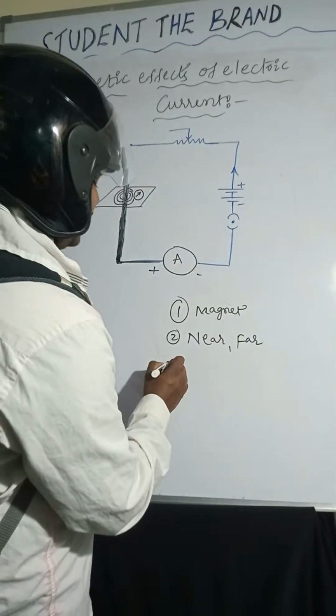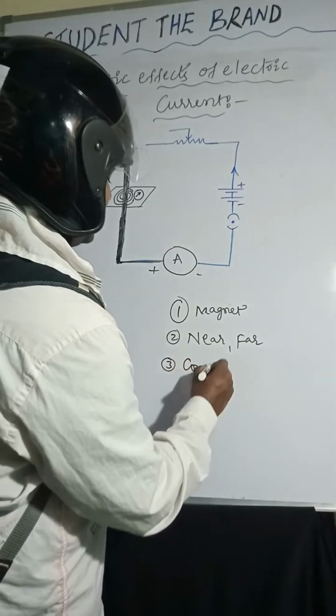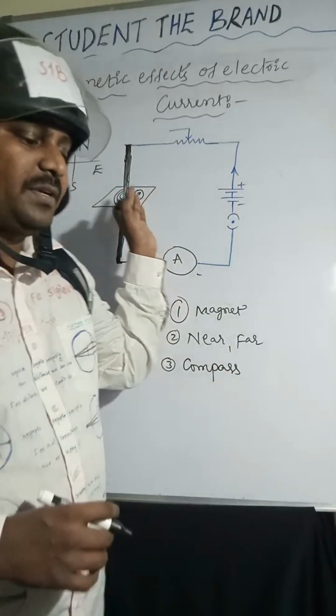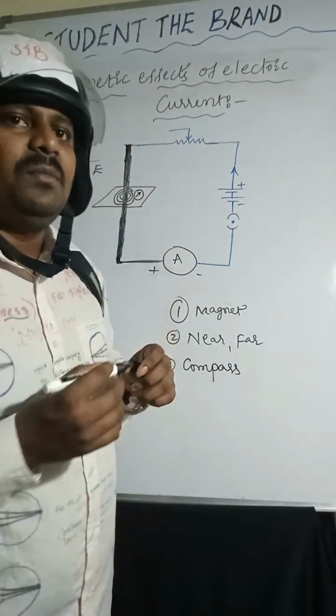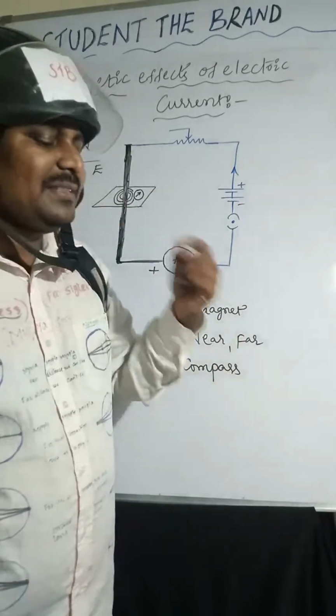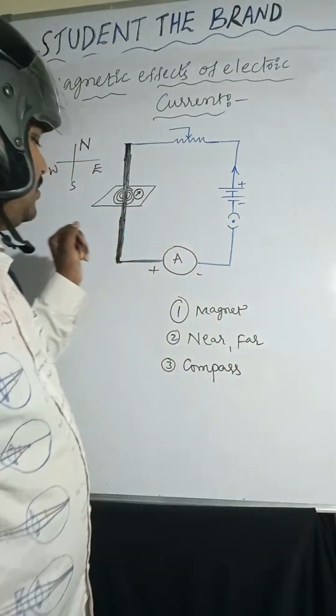So how can we identify the magnetic field? By using a compass. A small magnetic needle is present inside the compass, so it is also a magnet, right?